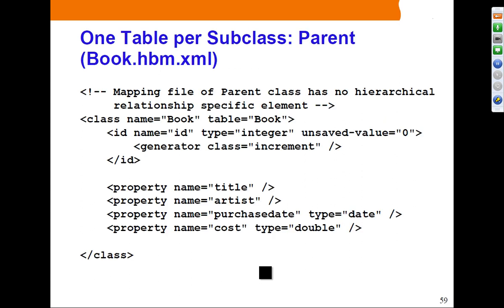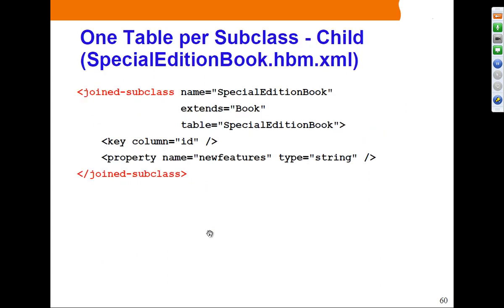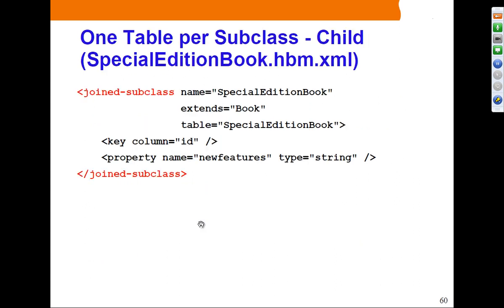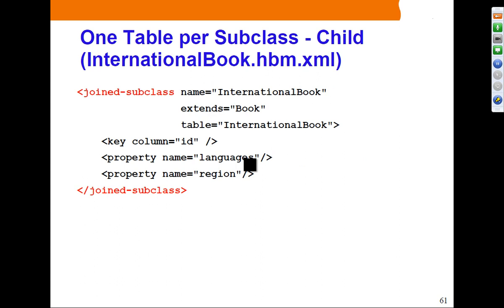The way you specify this is using the joined-subclass element with the extends attribute. This is the parent class, so you don't have to specify anything special here, because the parent class will have entries representing all these properties. For the child class, we use a joined-subclass, and it has only the new features property. This is for special edition book, and this is for the international book mapping file.